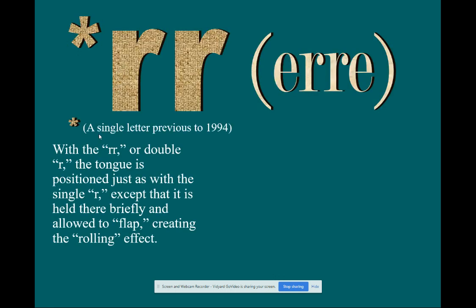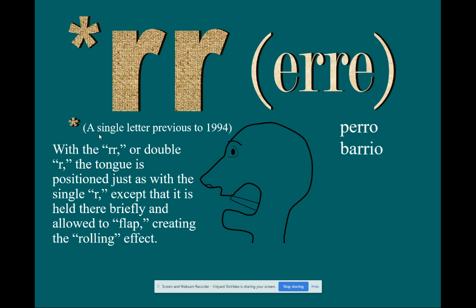Erre. A single letter previous to 1994. With the RR or double R, the tongue is positioned just as with a single R, except that it is held there briefly and allowed to flap, creating the rolling effect. Perro, barrió, derrota.